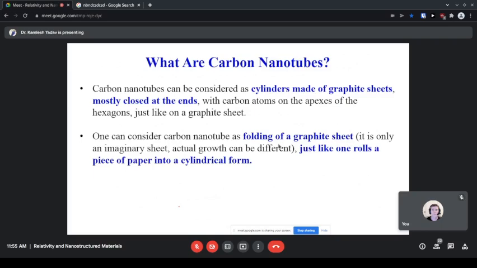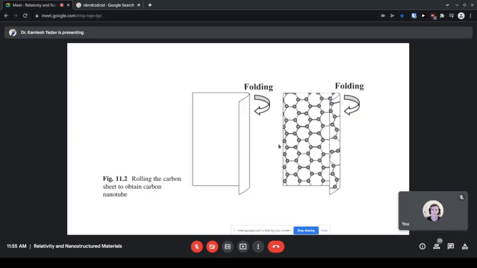Carbon nanotubes are nothing but cylinders made from a graphite sheet, where they are closed at the end. Or you can say that by folding the graphite sheet, we will obtain a cylindrical form. That will be the carbon nanotube. But it is only an imaginary sheet. Actual growth can be different. Actually, we cannot say that there is rolling of the sheet and we obtain the carbon nanotube. No, the mechanism is different. But for the understanding, we can say that there is a rolling of the graphene sheet, and we obtain carbon nanotube.